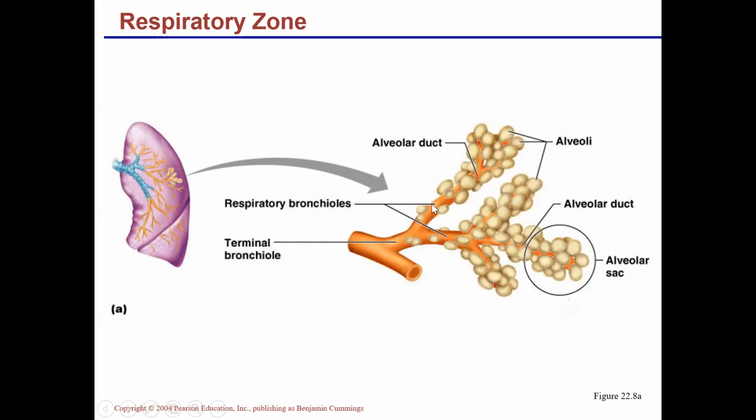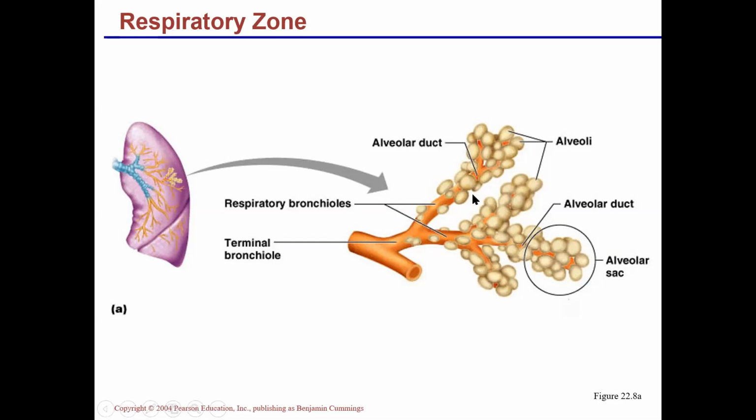The respiratory bronchioles have little air sacs attached to them. These air sacs are also called alveoli, same thing. This terminal bronchiole does not have air sacs attached to it. But once you see the air sacs attached to this tubular structure, then this part is called the respiratory bronchioles. Gas exchange can take place.